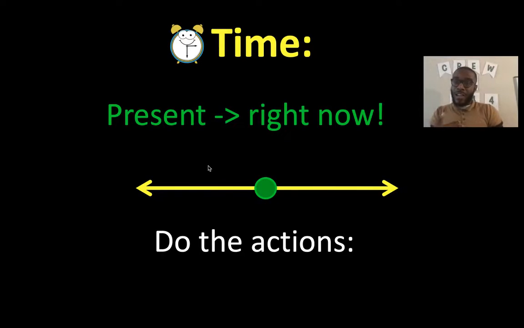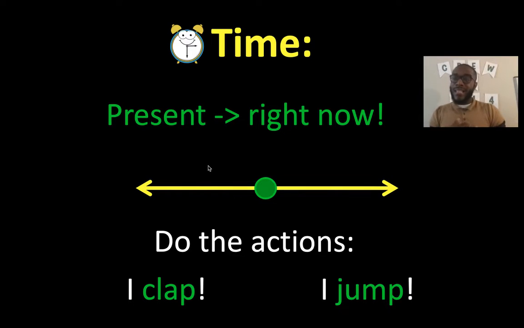So I'm going to do an action and you're going to do it with me. I clap. It's something that I just did right now. Do it with me. I clap. I jump. It's something that I'm doing right now. It's happening as we talk.